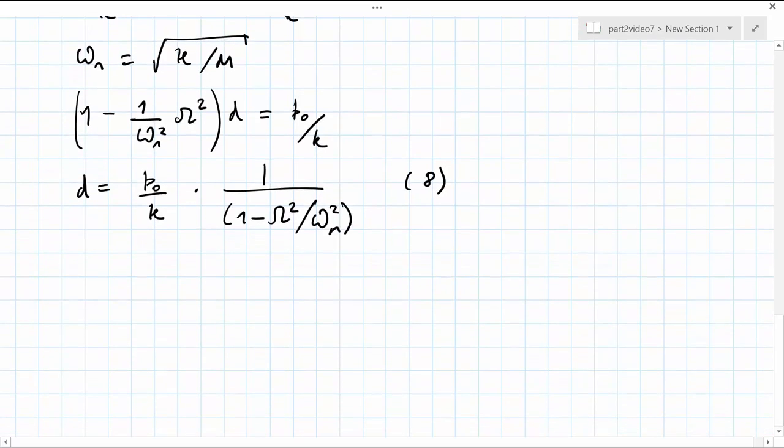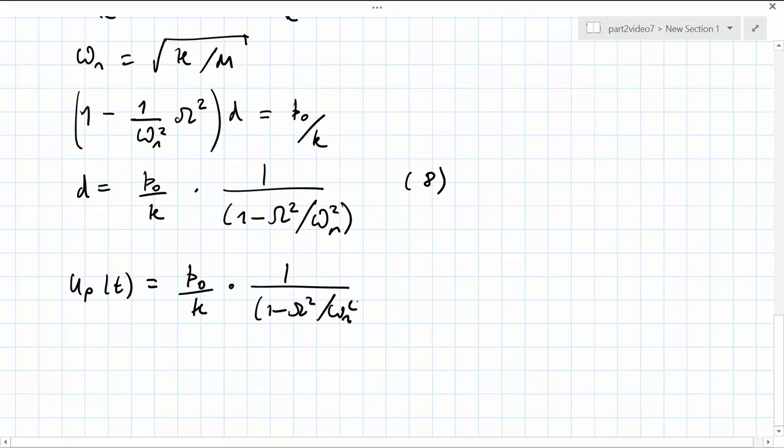The particular integral is then defined as u_p(t), substituting in now our value for D, times sine capital omega t.